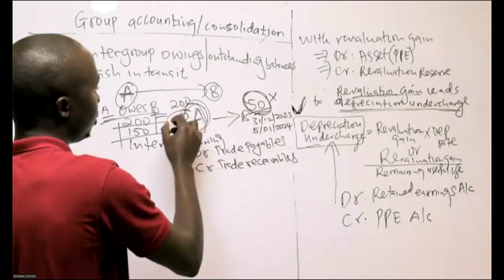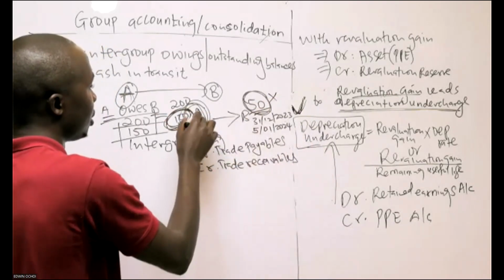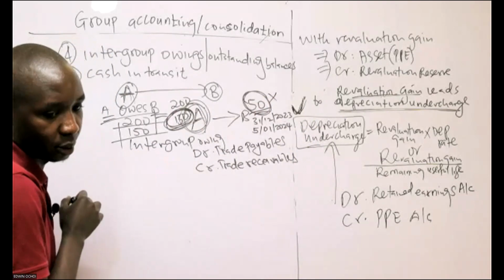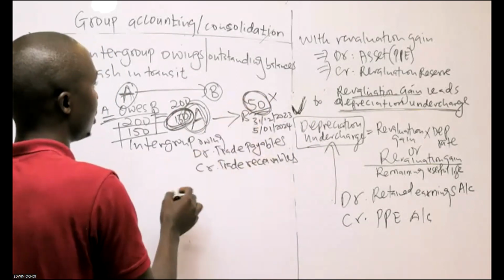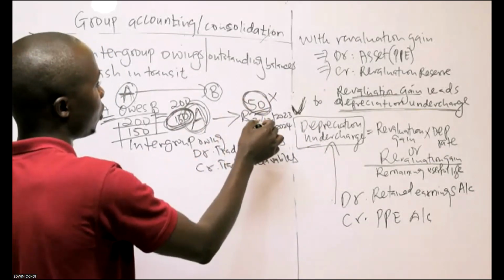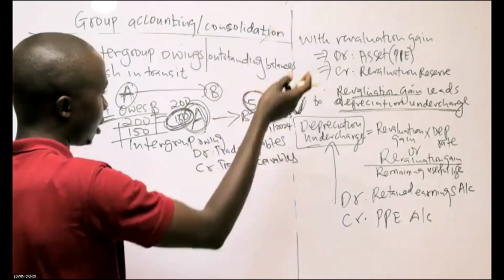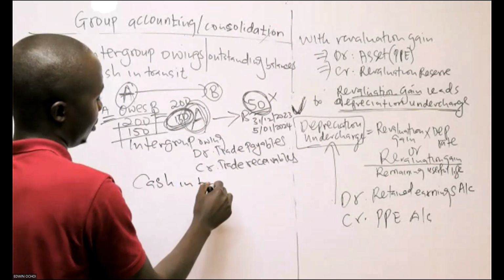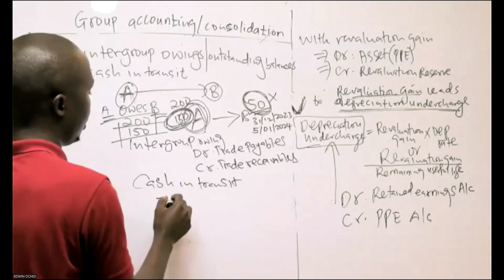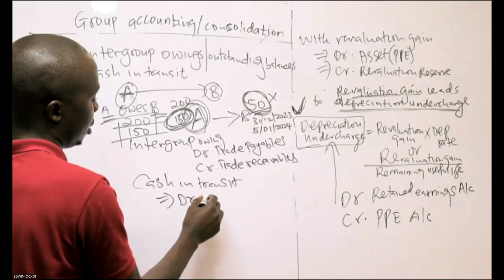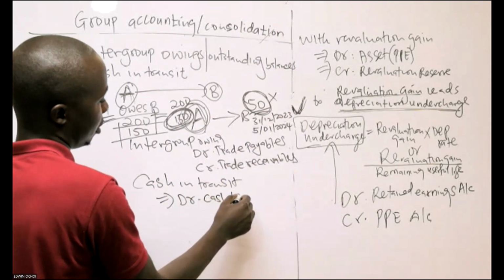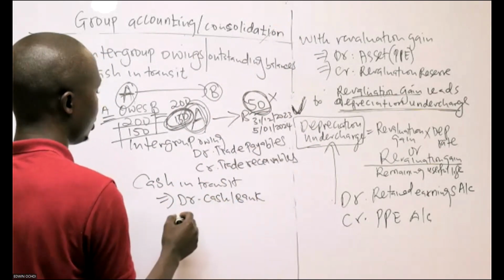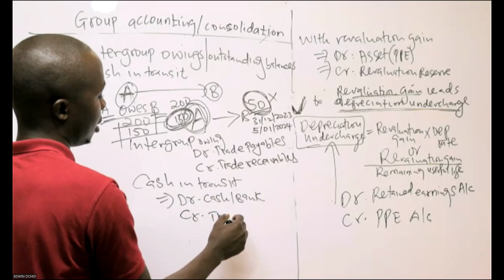And now remember that the amount which will be outstanding still is 150 because the 50 has been paid. So it was in transit. It was received some few days after the end of the year. So for the cash in transit, remember that you debit cash, stroke bank, and you just reduce your debtors.